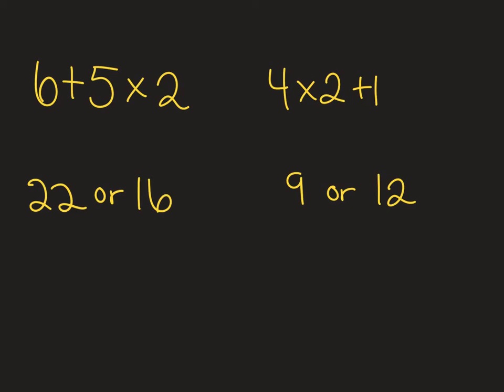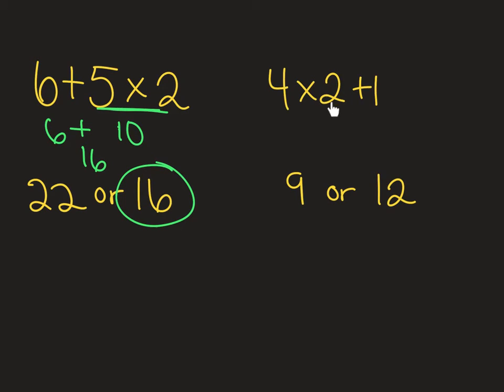All right, I've got 2 questions here. Let's look at the first one. 6 plus 5 times 2. Do you think the answer is 22? Or do you think the answer is 16? I'll give you a minute to think about it. The answer is 16. I multiply first, which gives me 10. Rewrite, 6 plus 10 is 16.